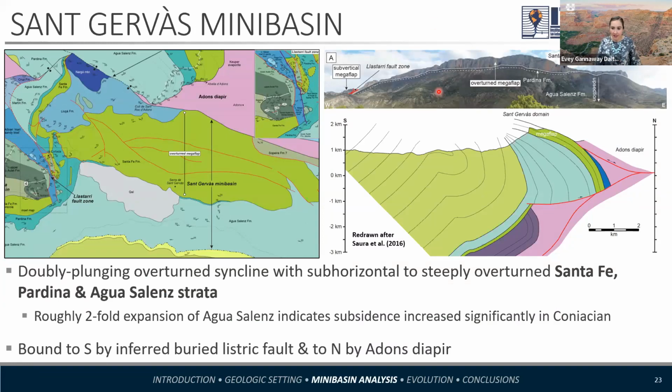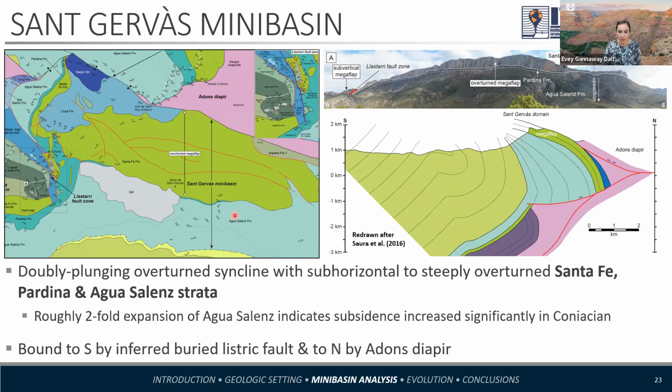Let's shift east now across the Yastari fault zone to the San Gervas mini basin, sitting to the south of the Adons Diapir. And again, this is an area that's received extensive focus in the past, so I'm just going to highlight a few things here for comparison's sake. From a structural perspective, the San Gervas mini basin represents a doubly plunging overturned syncline.